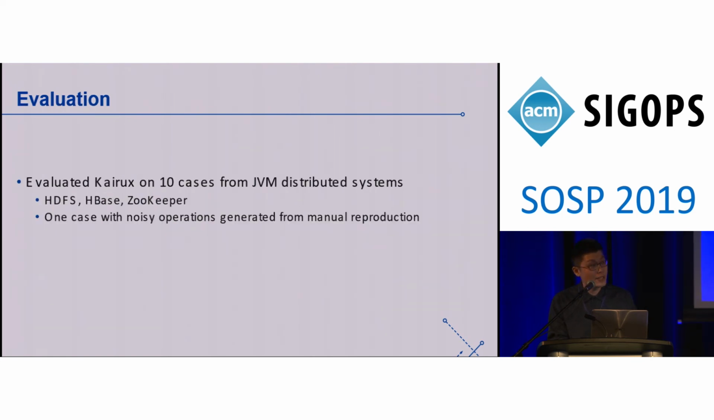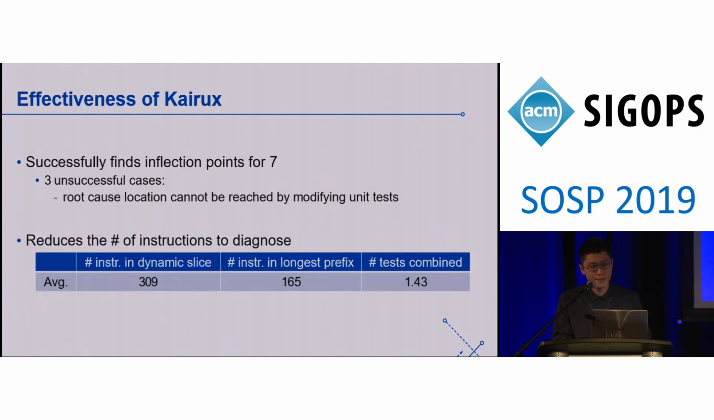We evaluated Charax on 10 cases. We also manually inserted nozzle operations in 1 case. And the result shows that Charax is able to successfully find the inflection point for 7 out of the 10 cases. And the reason for the 3 unsuccessful cases is that there is simply no unit test that exercises the required operations.